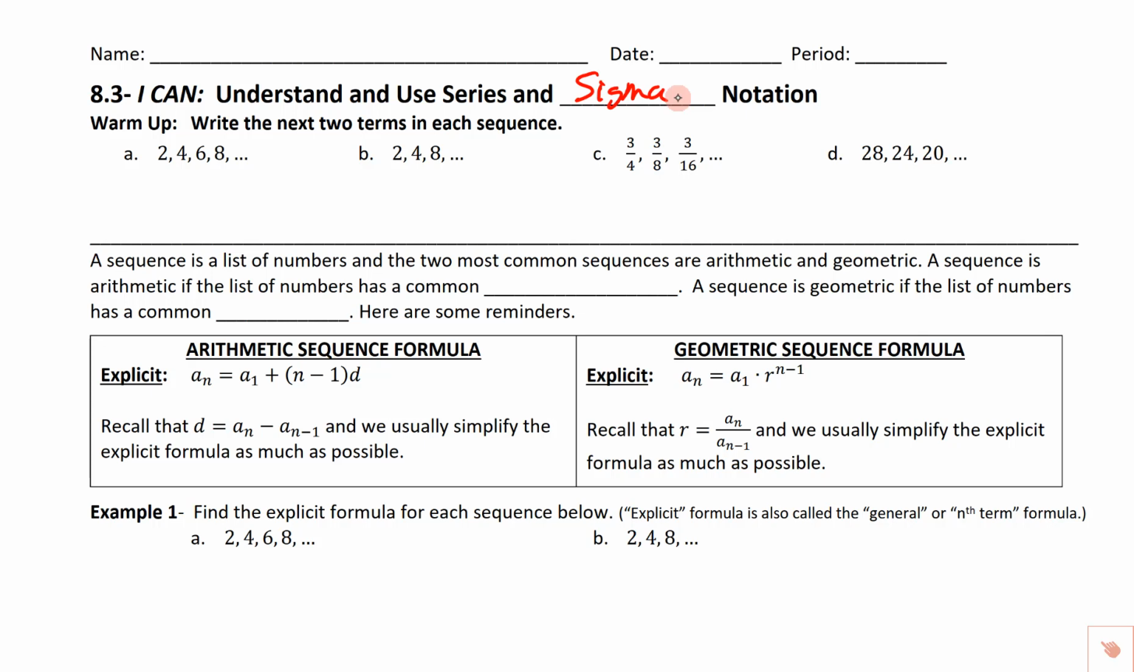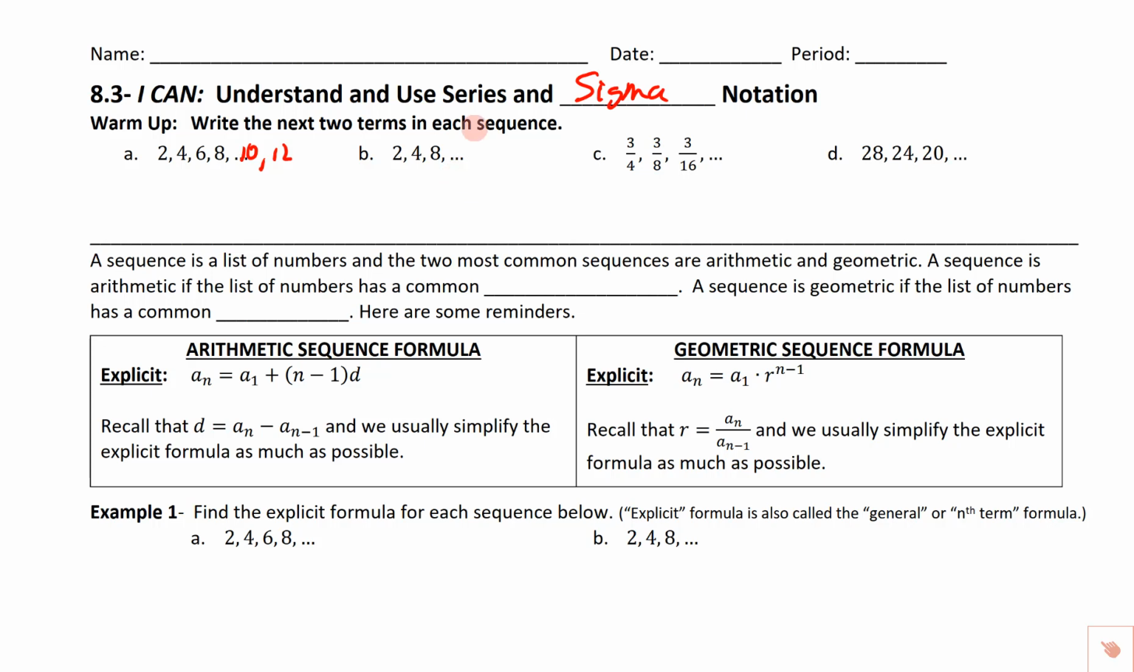So do not say anything out loud. I just want you to look at them and think about what would be the next two terms in those sequences. So, Andy, help me out on A. 10 and 12. Not too bad.